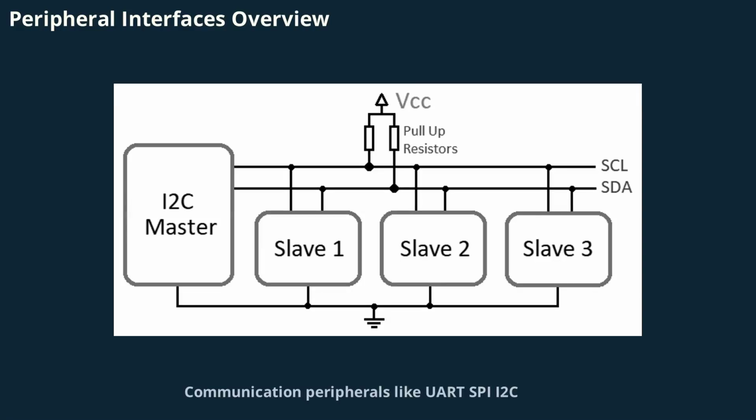Communication peripherals like UART, SPI, I2C, and CAN enable firmware to interface with external devices and systems. Each protocol has unique features and use cases. UART is ideal for simple point-to-point communication, SPI for high-speed synchronous transfers, I2C for multi-device setups, and CAN for robust automotive and industrial networks. Choosing the right interface is crucial for reliable data exchange.